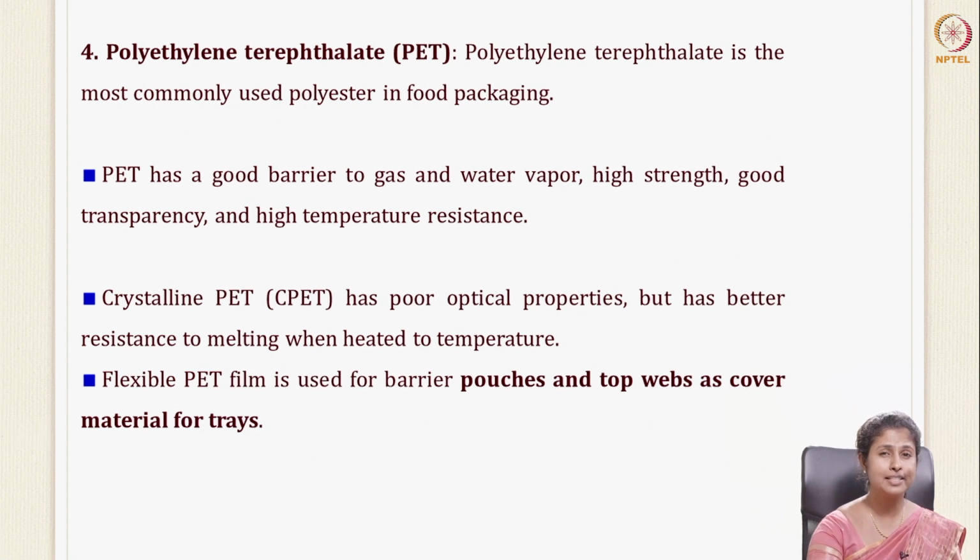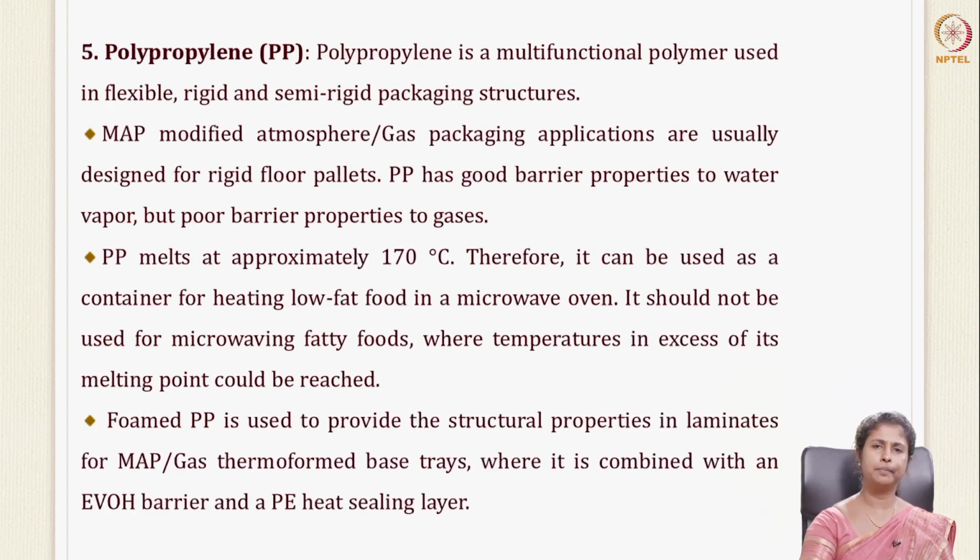Fourth one is PET. So these are all commonly used materials that can be incorporated as a layer in your gas packaging. PET is the most commonly used name for polyesters in food packaging. It has excellent gas barrier and water vapor barrier properties, high strength, good transparency and high temperature resistance. There's something called crystalline PET, CPET. This has poor optical properties, that means it's not really see-through, but it has better resistance to melting when heated to a particular temperature. So these are usually used as a top cover when you use thermoform trays. It's excellent for those kinds of properties.